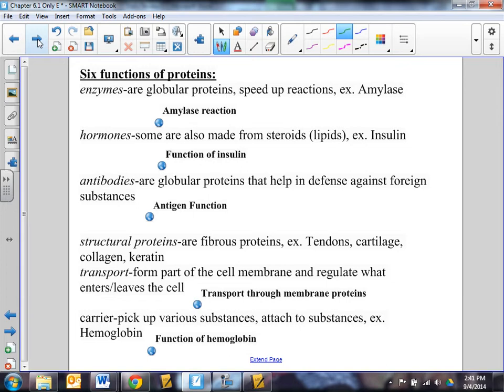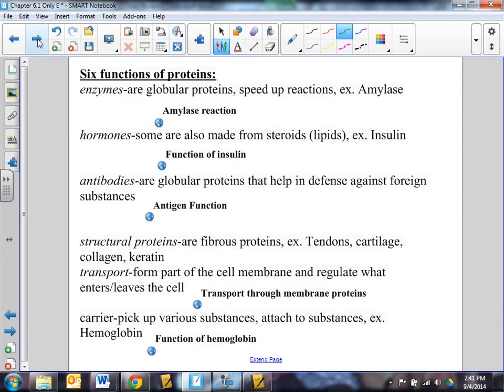So, we are going to talk about 6 different functions that proteins have. And if we're lucky, the internet will allow us to watch just a few little video clips of proteins actually doing these things.